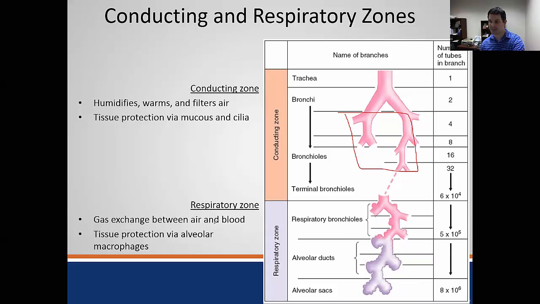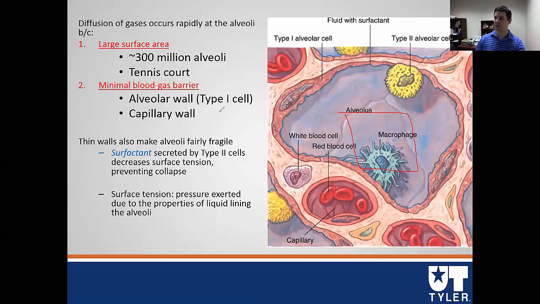The respiratory zone is where gas exchange between air and blood occurs. This consists of respiratory bronchioles and then alveoli, which are alveolar ducts and sacs. The respiratory bronchioles are added to this respiratory zone primarily because they have a small number of alveoli in them, as depicted in these pictures, so that they can actually conduct gas exchange. So if we look at where gas exchange takes place, this is the zoomed-in version of a single alveolus here.